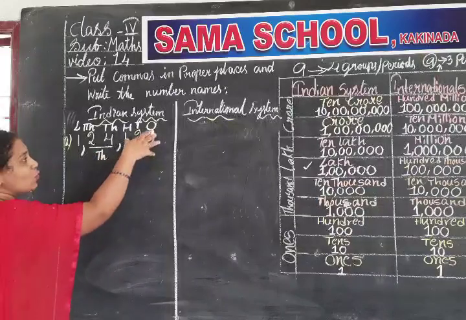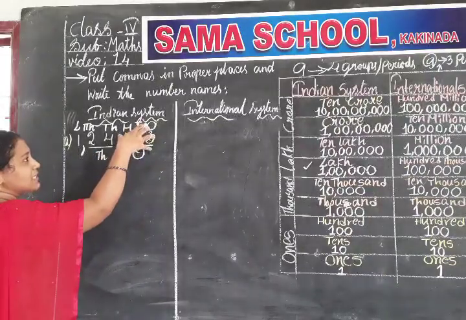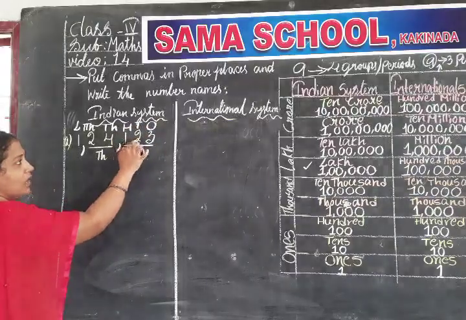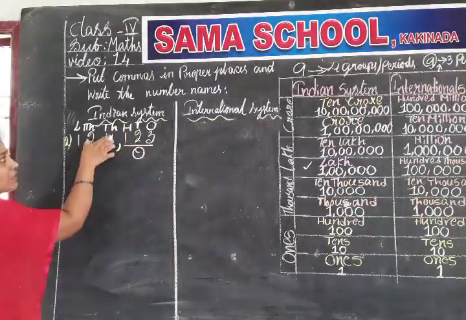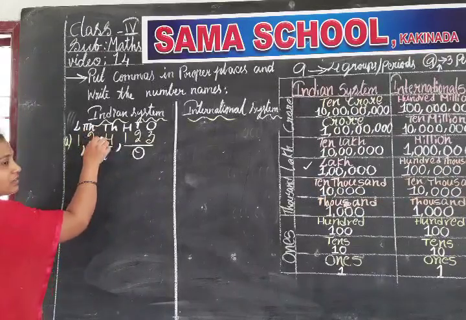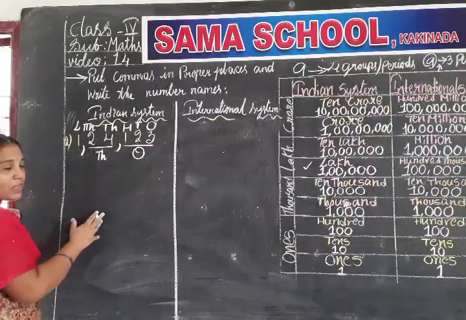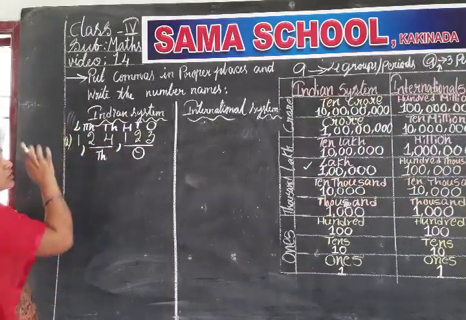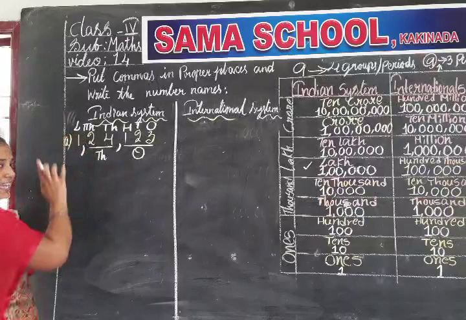See, this is the ones period. Period means a group of numbers. How do we call it? 1, 2, 3 means 123. Here we read 2, 4 as 24. Two digits are here, so we read them together. Don't read separately. Here there is only one number, so we read 1 lakh.